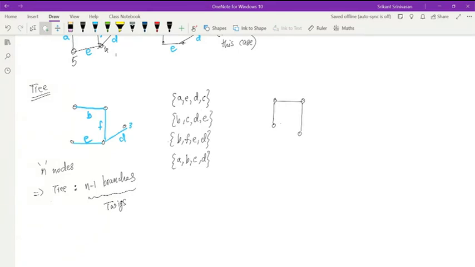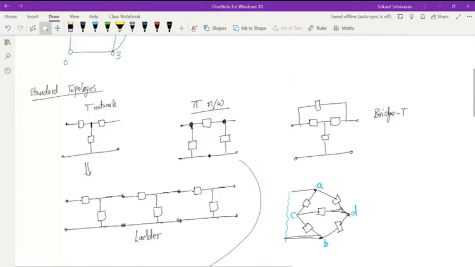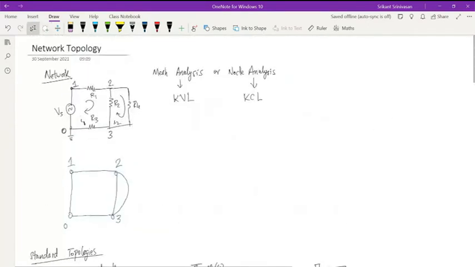So let's stop here. This is just a brief introduction to network topology. What I said today is that normally you can have very complicated networks. If you have very simple networks that look like this, then you can use mesh analysis or node analysis, Kirchhoff's voltage law or current law, and you can solve individually on pen and paper.